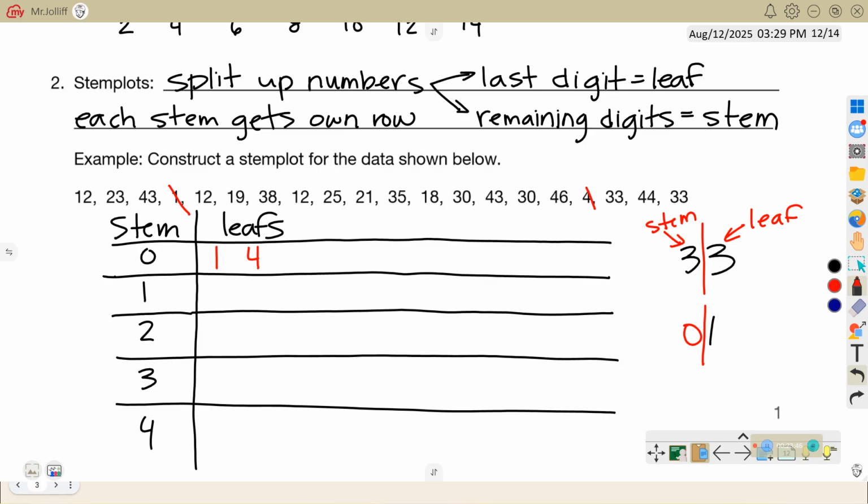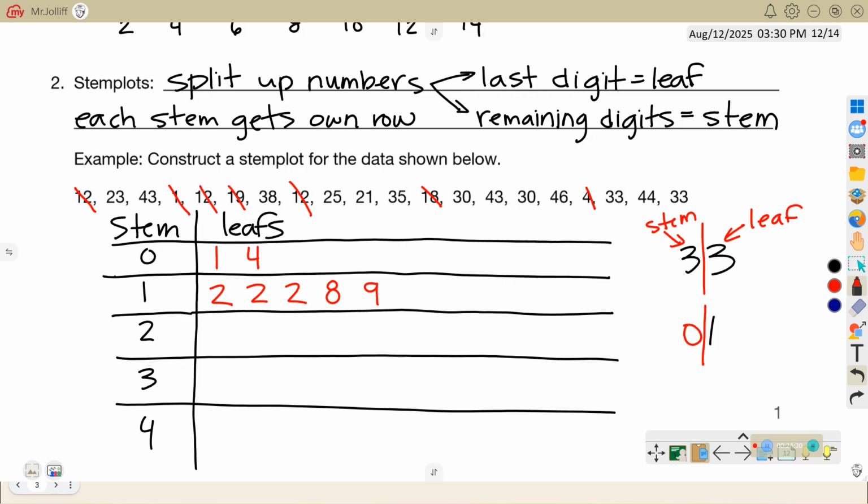Okay, next digit. We're on to 2-digit numbers. I'm in the 1 stem. So all the numbers that have a leading 1. What's my smallest? 12. I've got a 12. I've got another 12. I've got another 12. I think that's it for the 12s. Are there any other ones? 18. Perfect. And 19. Yeah, perfect. I think that's it for the stems of 1.